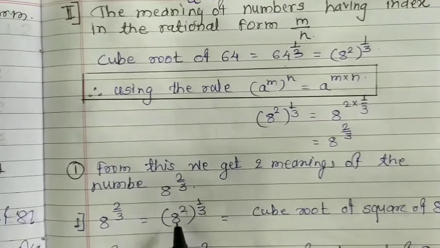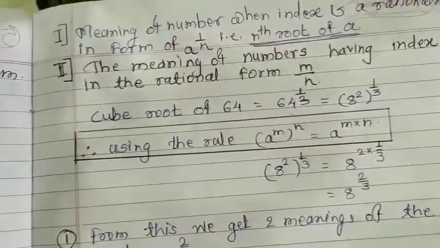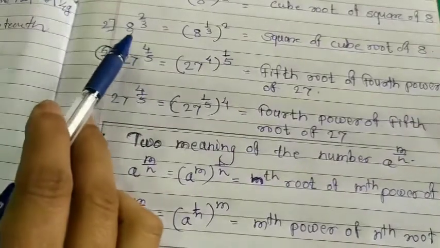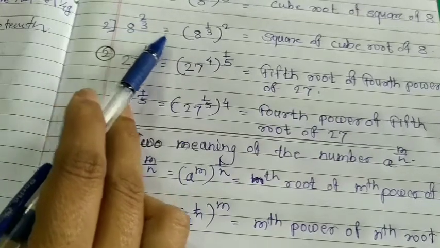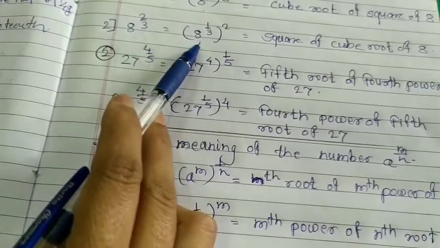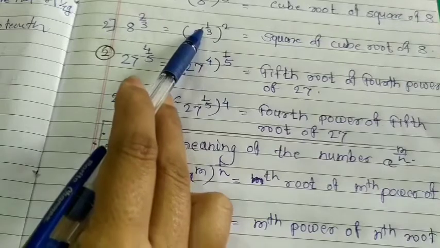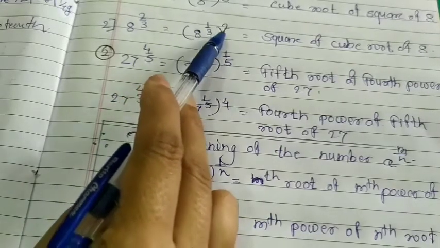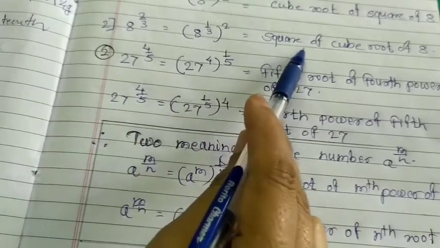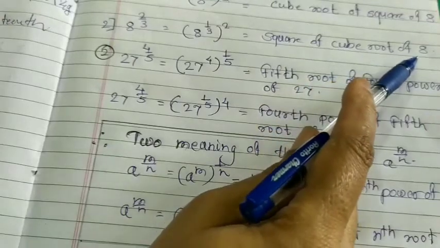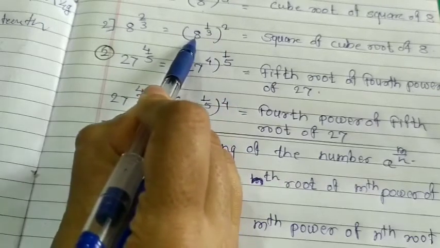Then the next method we can read like this. In the second method, 8 raised to 2 upon 3 is equal to, again using the index rule, (8 raised to 1 upon 3) raised to 2. Here we can read it as square of cube root of 8.